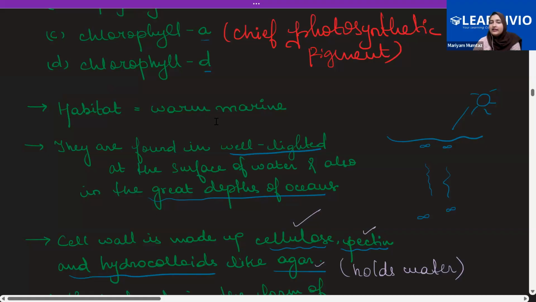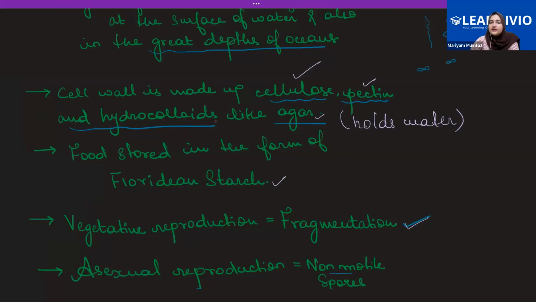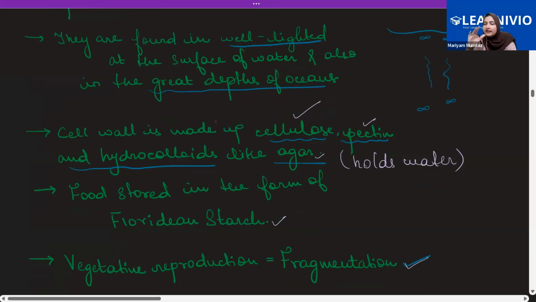And you can find them in the well-lit regions also, like those parts of the water body that are directly in contact with the sun. And you can also find them at the base of the oceans, at a lot of depth where light doesn't reach. They can be found in both places. Their cell wall is made up of cellulose, pectin, and they have a hydrocolloid present in them, such as agar. So agar is found in red algae. It's like an additional structure found.